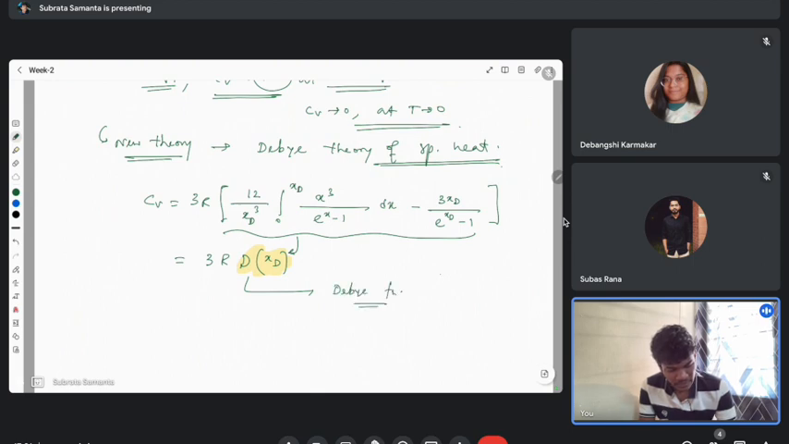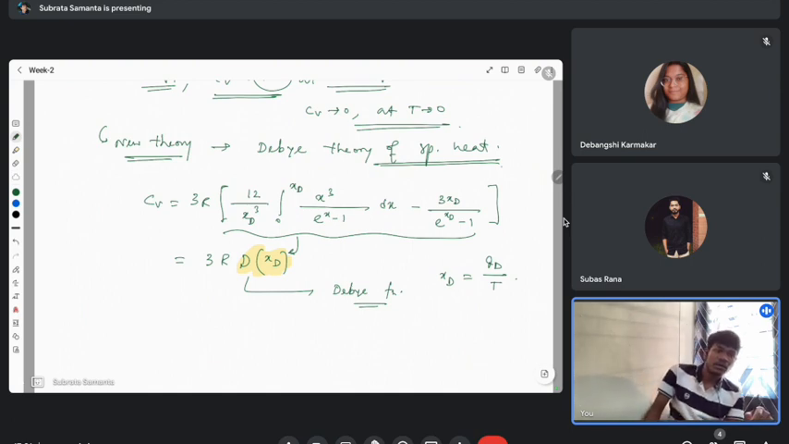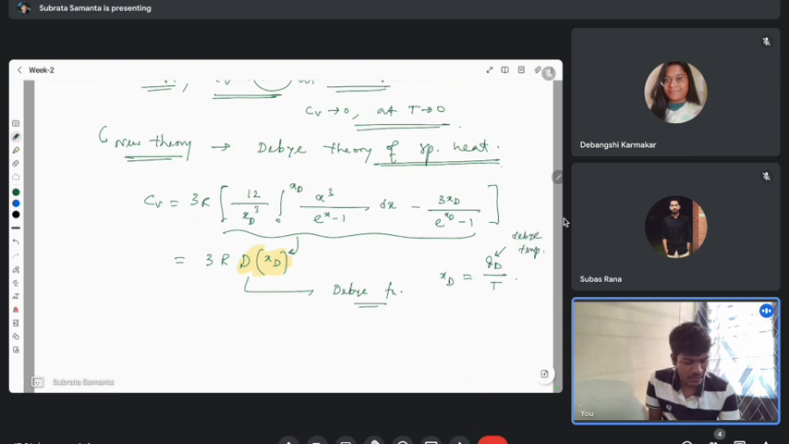So again x_T is similar to the Einstein case, but in this case the temperature is theta D. In the Einstein case we indicated theta E, the Einstein temperature; in this case theta D is the Debye temperature, the characteristic temperature of this theory.